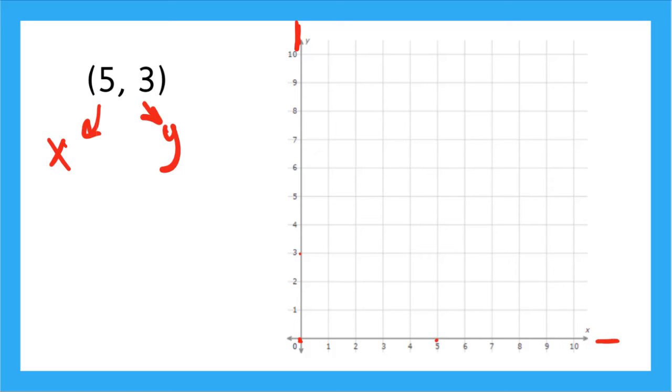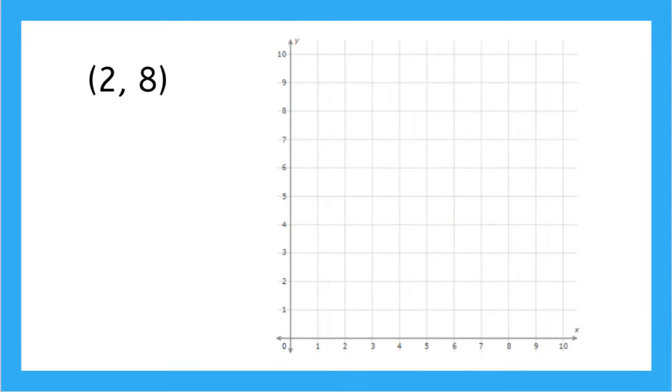Now it's where those points meet. And right here, that's the point that's represented by these coordinates. So I can label it 5, 3. Nice work. Let's do another one.